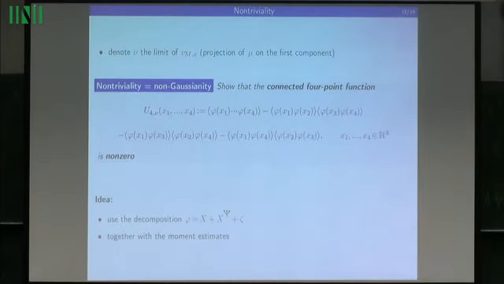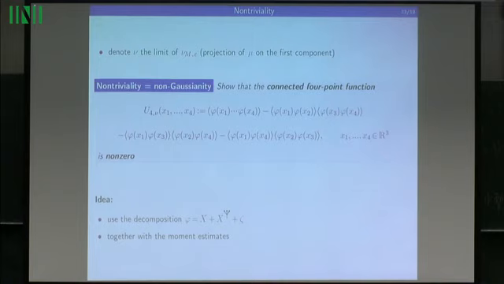Okay, so let me tell you a little bit more now about this non-triviality. Regarding the axioms, there is reflection positivity and translation invariance. It's not difficult to prove them since we came from the lattice where these axioms hold. So I would like to focus more on the non-triviality, and I denote by ν any limit of these discrete Gibbs measures. So it's basically the projection of this measure μ on the first component. And now I want to prove that this limiting measure ν is non-Gaussian.